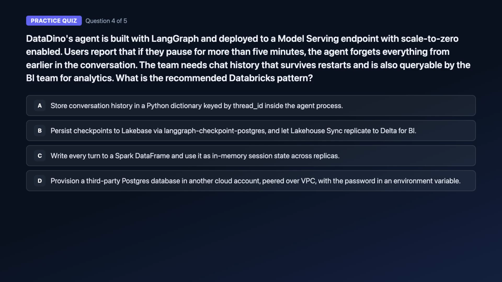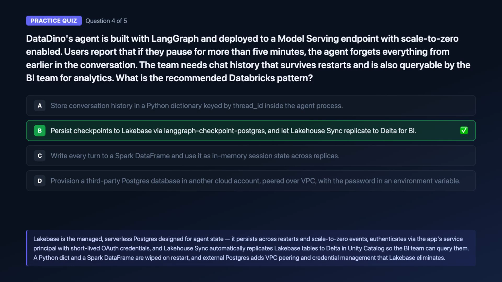Is it A, store conversation history in a Python dictionary keyed by thread_id inside the agent process? B, persist checkpoints to Lakebase via LangGraph checkpoint-postgres, and let Lakehouse Sync replicate to Delta for BI? C, write every turn to a Spark DataFrame and use it as in-memory session state across replicas? Or D, provision a third-party Postgres database in another cloud account, peered over VPC, with the password in an environment variable? Take a moment to think about it.